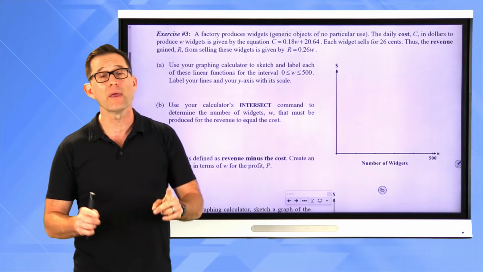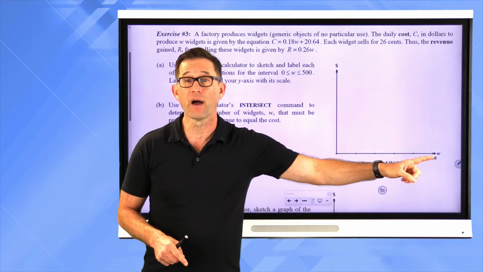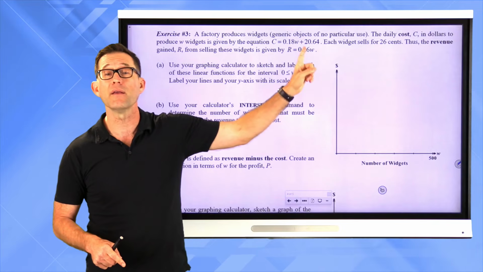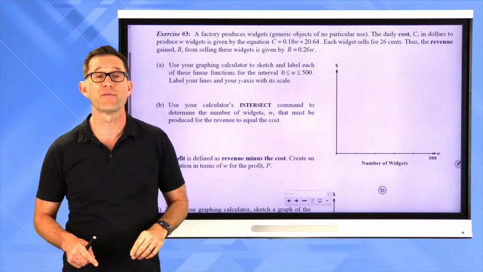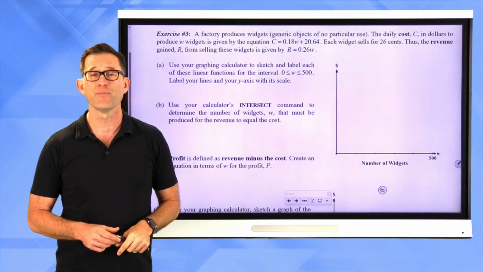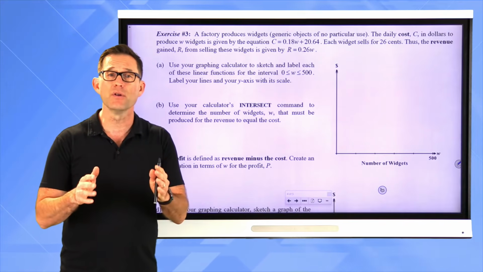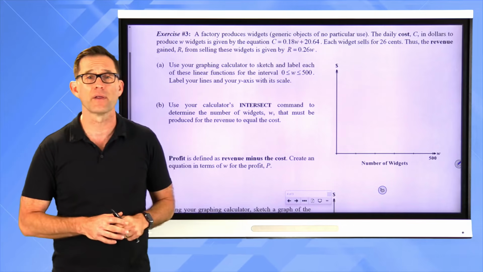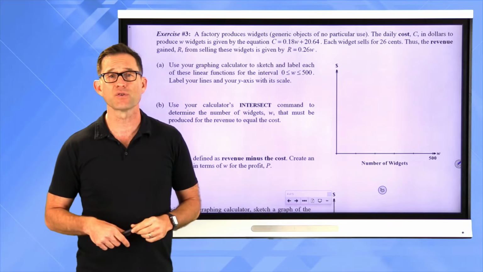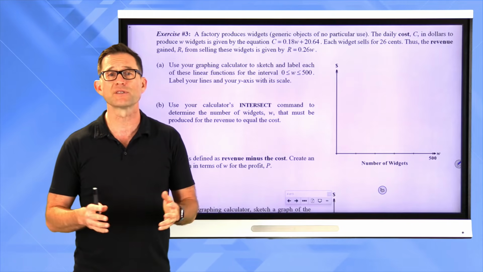We don't quite know yet what our Y window should be, although you could take that 500 and plug it into either one of these to try to figure out what your largest Y value is going to be. But what I'd like you to do is play around with this right now and see if you can get a good picture on your graphing calculator that has both of these linear functions on it and a good Y window. Take a few minutes to explore this right now.